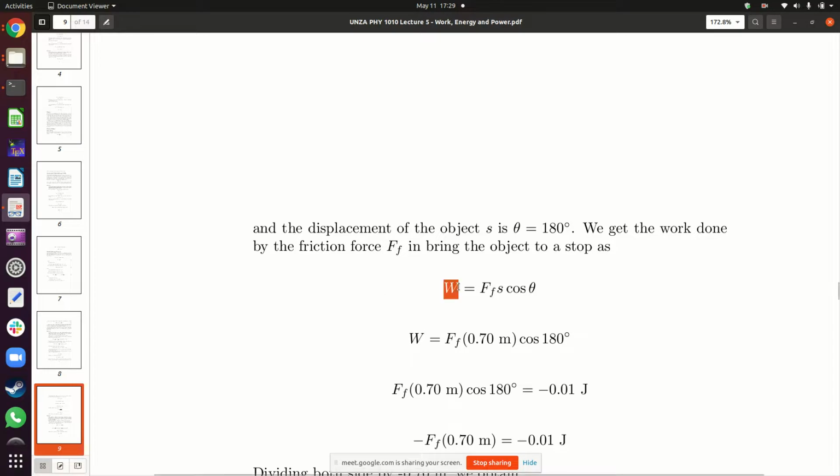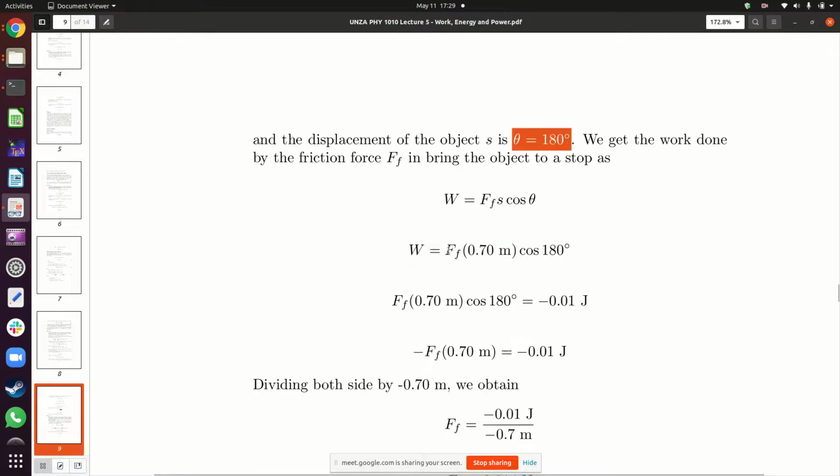So the work done in this case, W, is equal to the friction force multiplied by the displacement multiplied by the cosine of the angle. And the angle in this case is 180 degrees. So you end up having the friction force multiplied by 0.7 meters times cosine of 180 degrees. So this is what you end up with. The friction force, 0.7 meters, then cos 180 degrees, and this is equal to the change in kinetic energy.